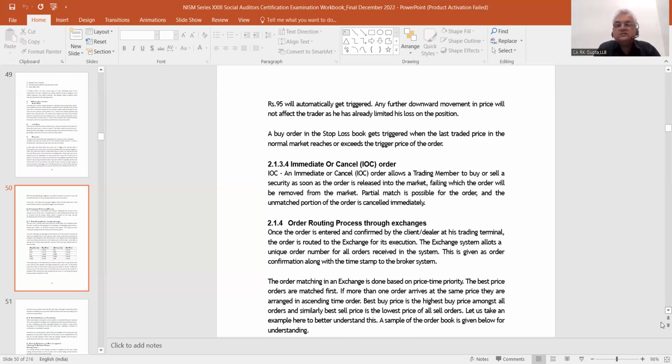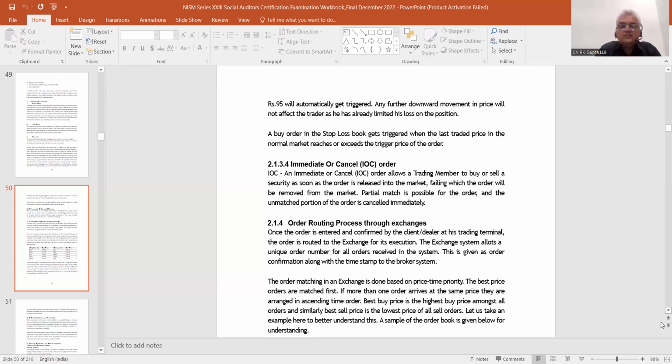The order matching in an exchange is done based on price time priority. So this is done based on price time priority. The best price orders are matched first. If more than one order arrives at the same price, they are arranged in ascending time order. Best buy price is the highest buy price amongst all orders, and similarly best sell price is the lowest sell price of all the sell orders.